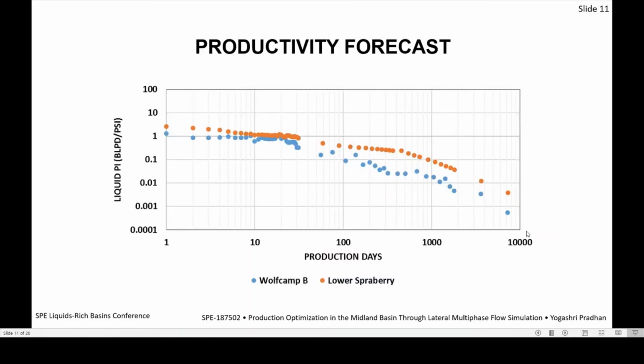The next thing I wanted to show is the main difference between conventional and unconventional reservoirs. In conventional reservoirs, your PI would be consistent over time, but in unconventional reservoirs, you'll notice that for the lower Sprayberry and for the Wolfcamp B, the PIs differ over time and are declining.